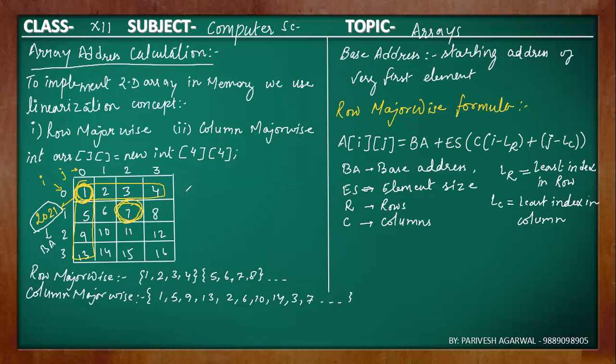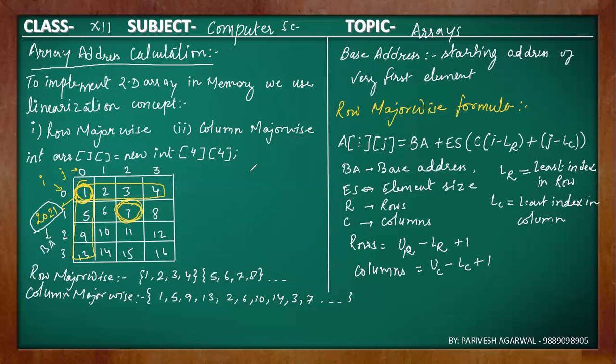Now say rows and columns are not given, but your least index has been given. Then you will find the number of rows by writing the formula, upper bound UR minus LR plus 1. In the same way, you can find the number of columns if it is not given: UC minus LC plus 1. Here UC means the upper bound.